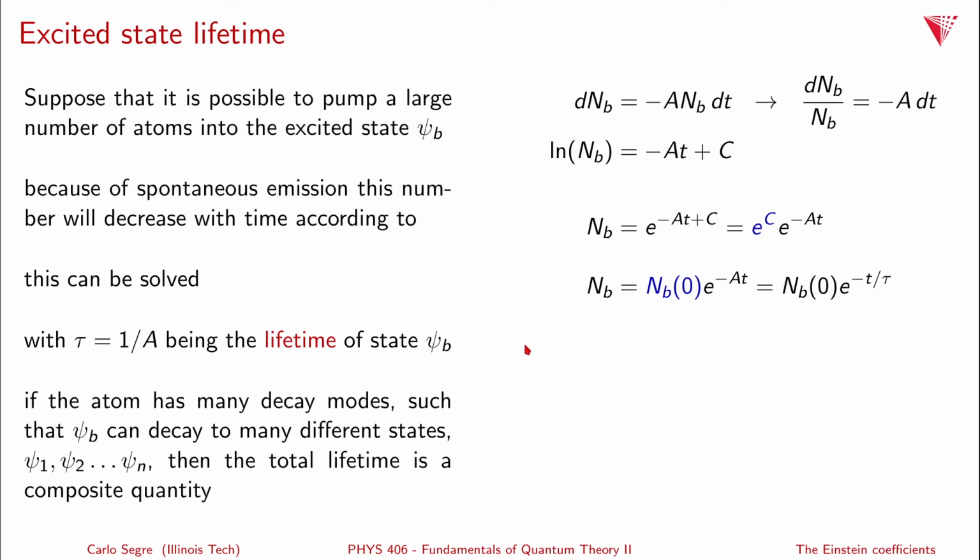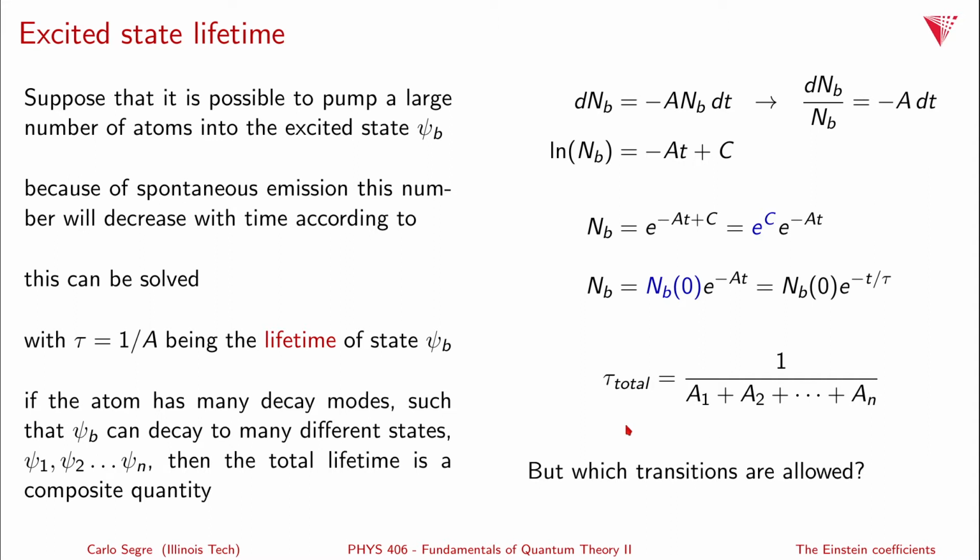Now, if the atom has a lot of decay modes, not just the one to state a, but there's other ways that you go from state b down to state 1, 2, 3, or whatever, then the total lifetime is a composite quantity. Tau total is equal to 1 over A_1 plus A_2 plus all the way to A_n. That means that these lifetimes add in a very specific way. 1 over the lifetimes adds up as sums.